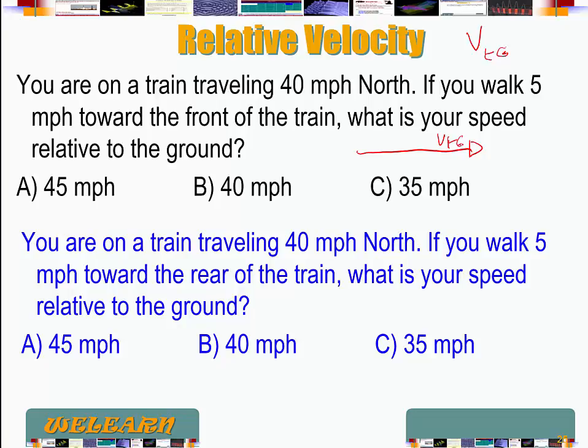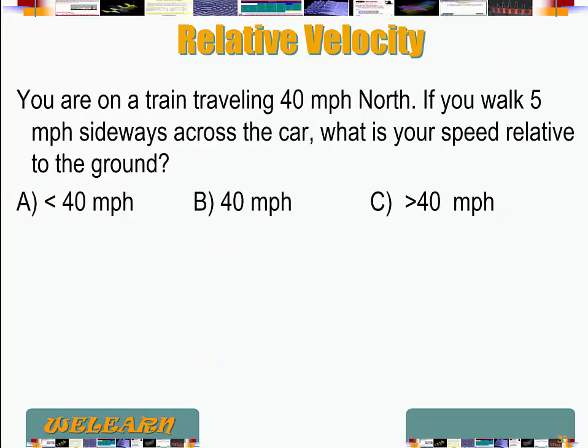Now in your case, you are moving in this direction as well. So that's the velocity of the person relative to the train. Now these two velocities are in the same direction. The overall velocity of the person relative to the ground is going to be the sum of these two. That's the 45 miles per hour. It's going to still be towards the north.